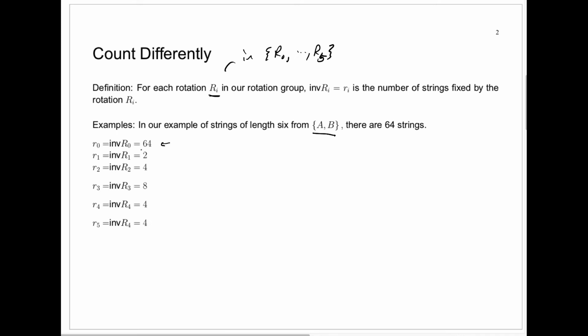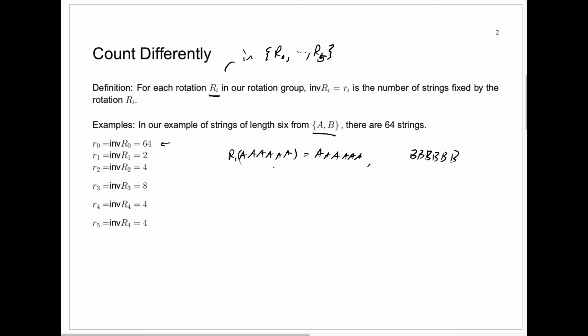Now, little r1 is the invariant number of R1. I claim there are only 2 strings fixed by R1. The string AAAAAA. It should be pretty clear that if you apply R1 to that, you get the same thing, AAAAAA. And of course, there's also BBBBBB. You can see easily that's fixed by R1. I claim those are the only 2 strings that are fixed by R1. Any other string, when you rotate it 1 unit, you change it to a different string. That should be pretty clear at this point.